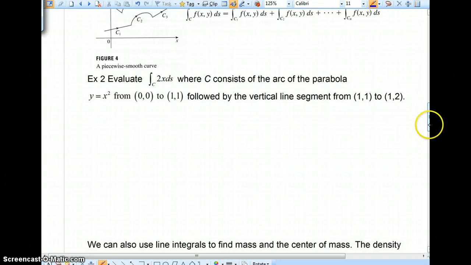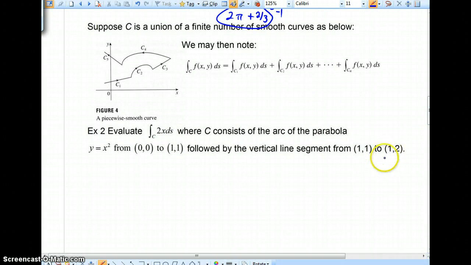Okay, picking up on the second page, we're going to evaluate line integrals where our curve might be a union of some smooth curves that we've listed below. They might be semicircles, line segments, parabolas. All we have to do is break up our line integral into however many smooth curves we need. So let's take a look at that.